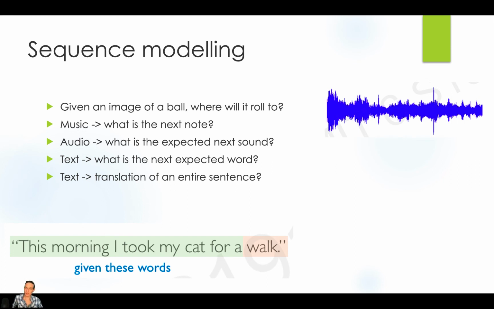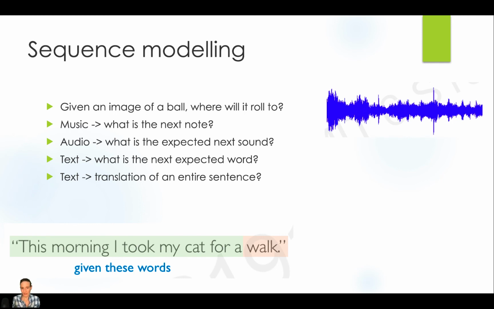First of all, if we're doing sequence modeling, for instance, given an image of a ball, where will it roll to? If we have stock market prediction, given all the previous stock market movements, where is it going to go now? We need to be able to model our sequences. And to do that, we're going to be using something called recurrent neural networks, but we're going to be looking at that in a little bit.